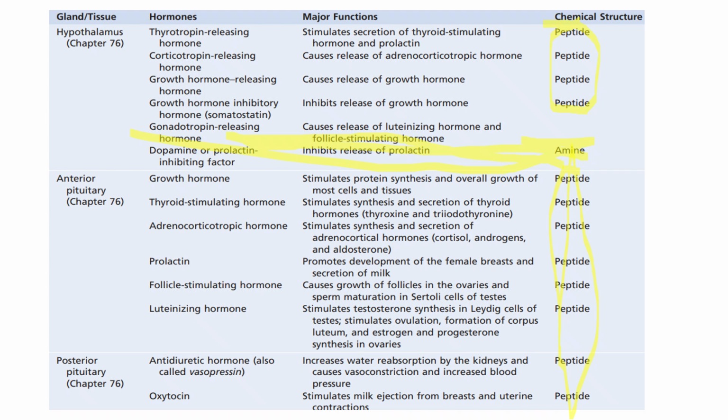The hypothalamus regulates the anterior pituitary through releasing and inhibiting hormones, and the posterior pituitary stores and releases hormones synthesized in the hypothalamus. In the upcoming lectures and upcoming videos, we will study all these hormones in detail.